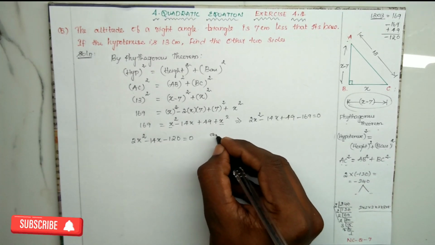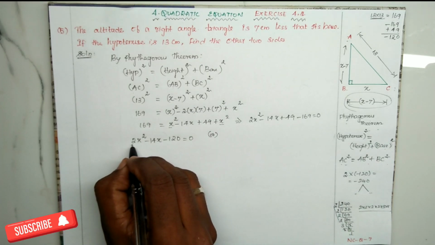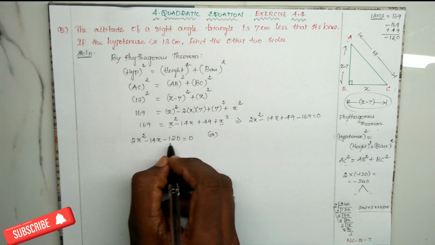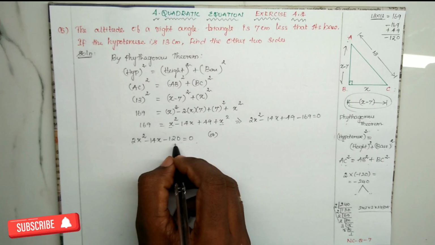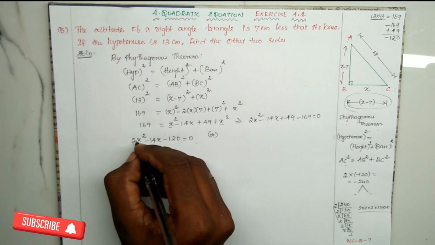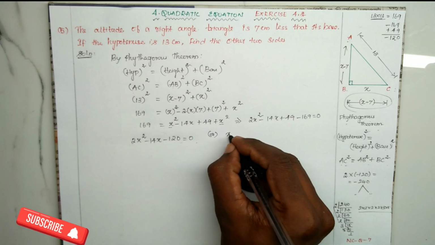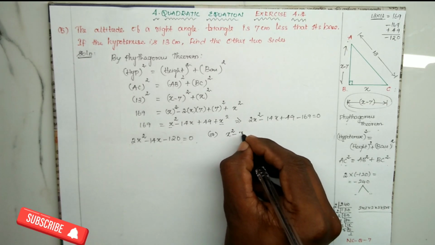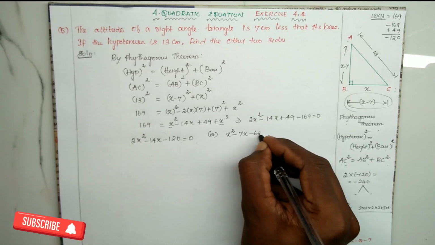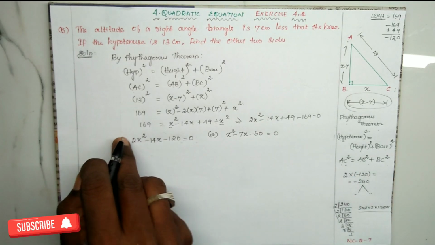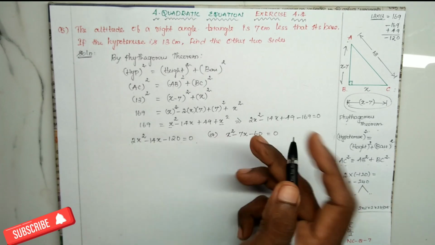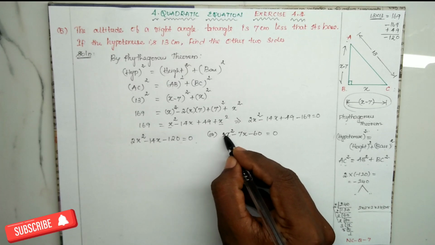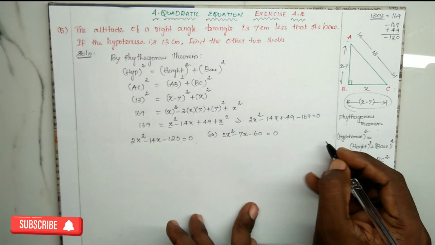Or else, see here, 2 is a common factor. If we take these 2 outside, the 2 will go to this side and become 0, and the equation becomes simplified. Now we have taken these 2 outside, we get x square minus 7x minus 60 is equal to 0, and 2 divided into 0 will become 0. Now here the coefficient of x square is 1 and minus 60 is there.